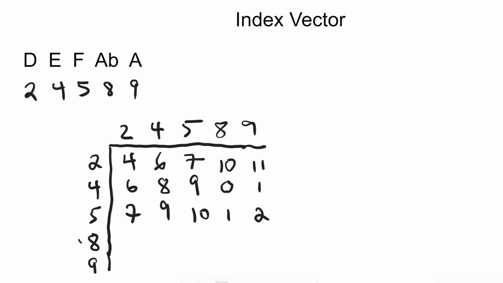We move on next to the 8. 8 and 2 is 10. 8 and 4 is 12, which we know is 0. 8 and 5 is 13, which we know is 1. 8 and 8 is 16, so minus 12 is 4.